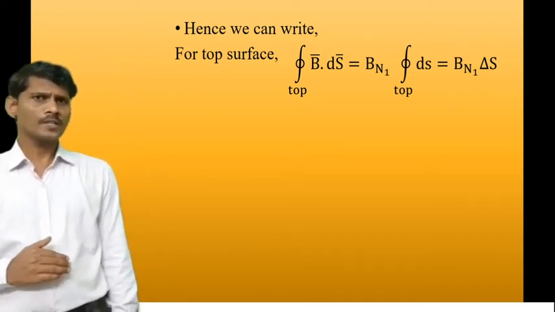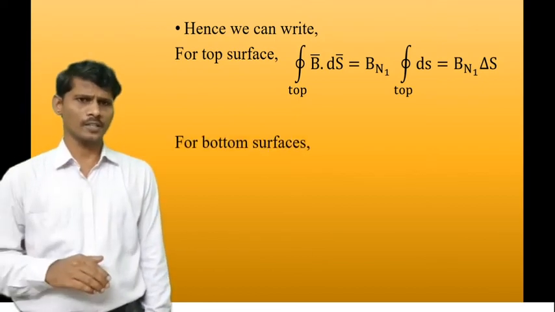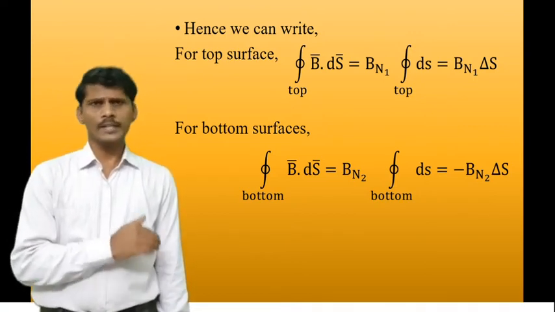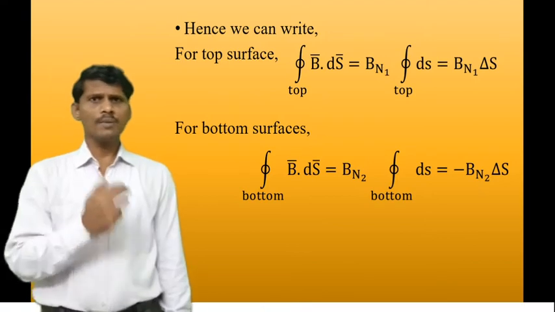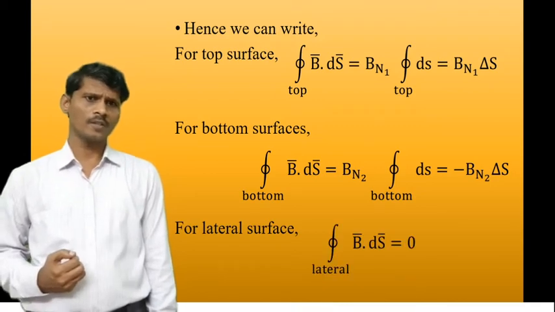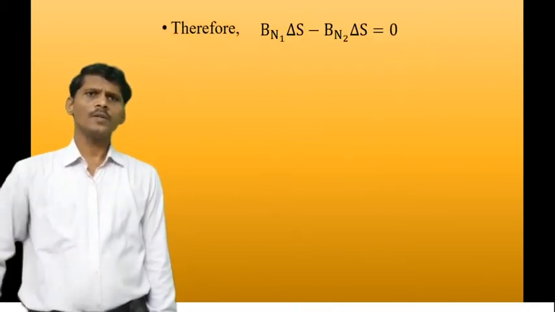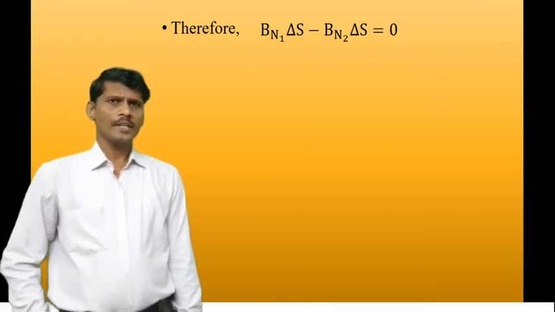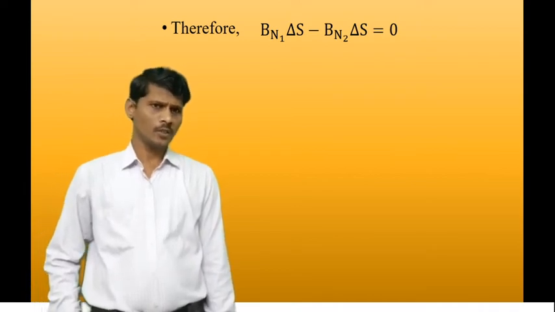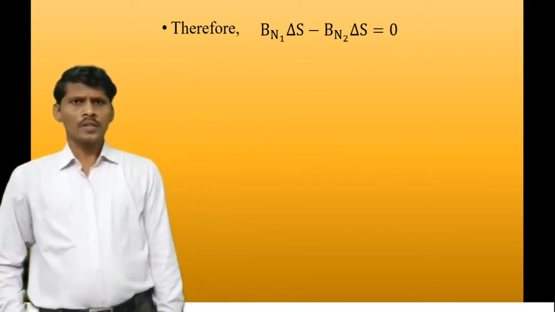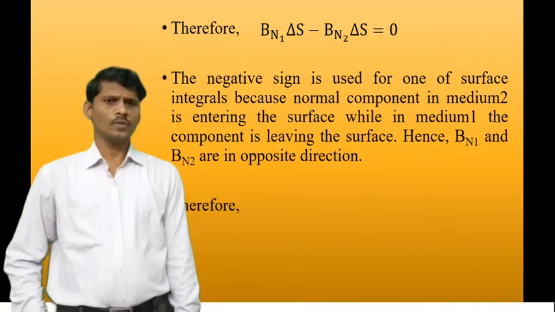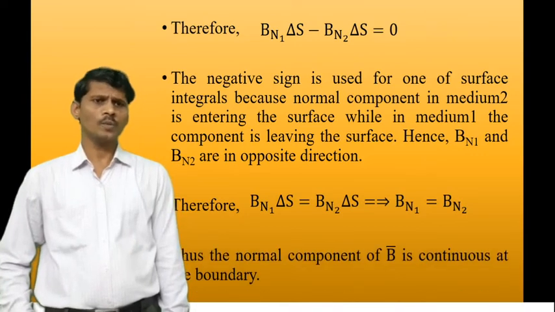The bottom surface is similar to the top surface but in the opposite direction. So the bottom surface integral of B bar dot dS bar is minus Bn2 delta s. Substitute these three values into the closed surface integral of B bar dot dS bar equal to 0 expression. We have top integral value Bn1 delta s, plus bottom integral minus Bn2 delta s, plus lateral integral 0, is equal to 0. So on the LHS delta s is common. Bn1 minus Bn2 is equal to 0. Therefore Bn1 is equal to Bn2.